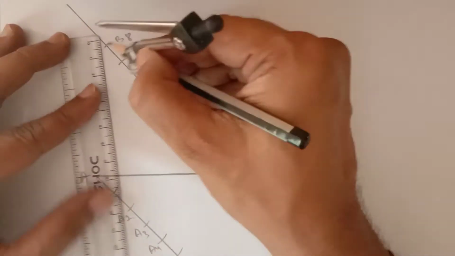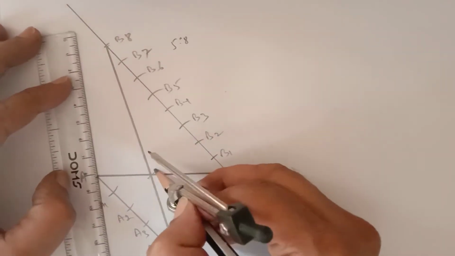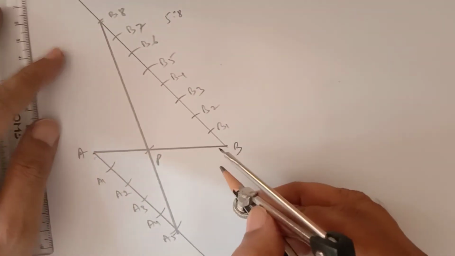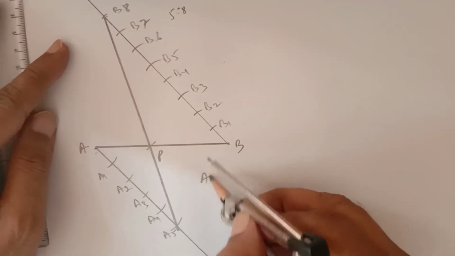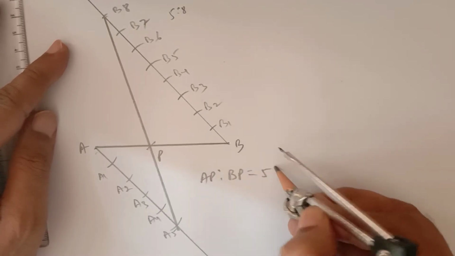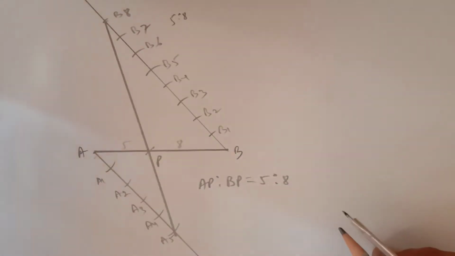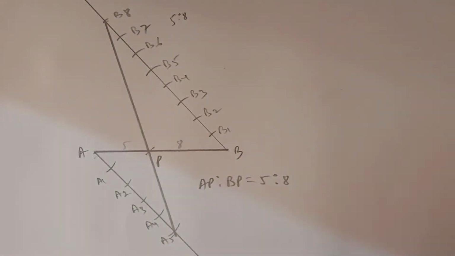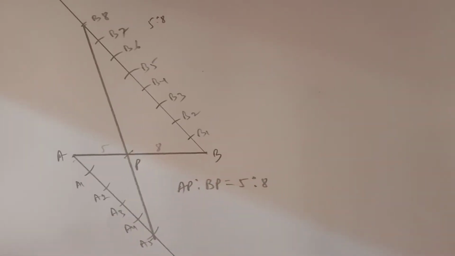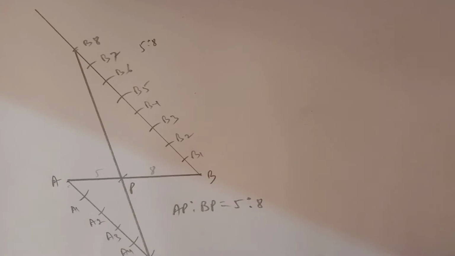When you join B8 and A5, it will cut the line segment AB at, let us call it, P. So AP is to BP is equal to 5:8. This is the 5 part, this will be the 8 part. So like this you can divide any line segment in a certain ratio. This is the first question, which is a very easy question.